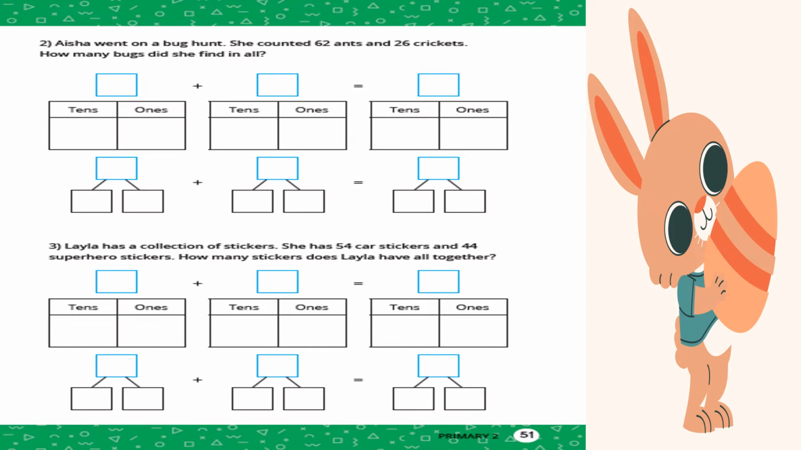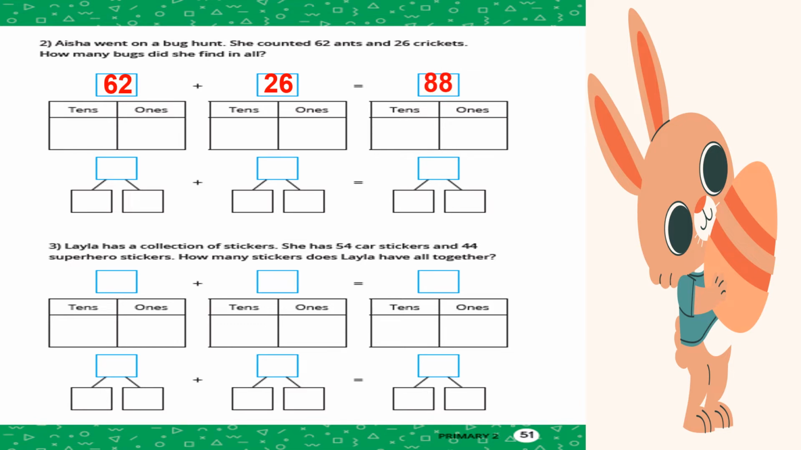Aisha went on a pet hunt. She counted 62 ants and 26 crickets. How many bugs did she find in all? In all is a keyword for what? Yes, in all is a keyword for addition. So 62 plus 26. Ones with ones and tens with tens. 2 plus 6 equals 8. 6 plus 2 equals 8.